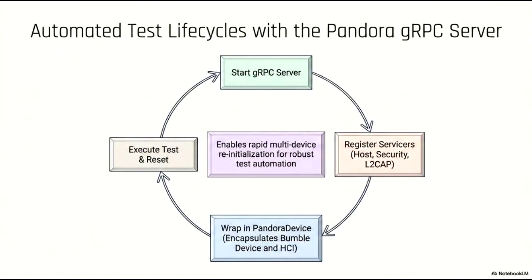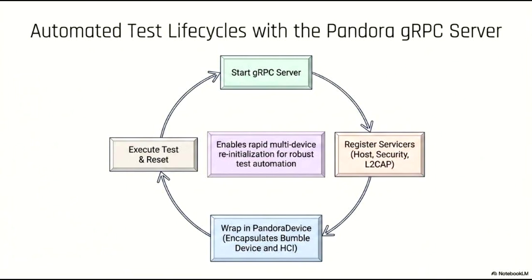Automated test lifecycles with the Pandora gRPC server are designed to streamline and harden the testing process through a continuous, reproducible loop. The cycle begins by starting the gRPC server, which serves as the foundational communication layer for the entire operation. Following this, we register essential servicers, specifically host, security, and L2CAP, to define the necessary capabilities for the test scenario.